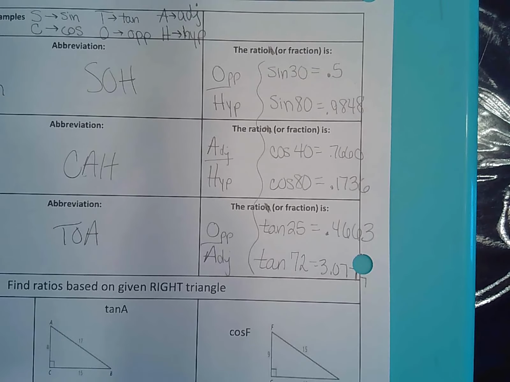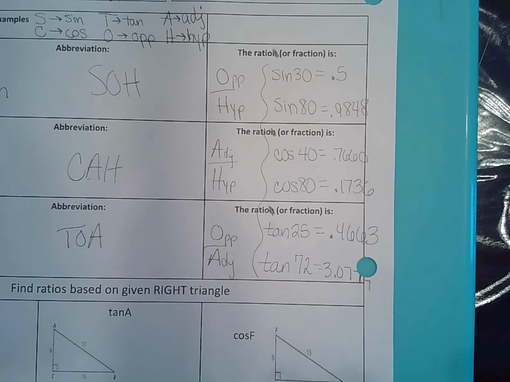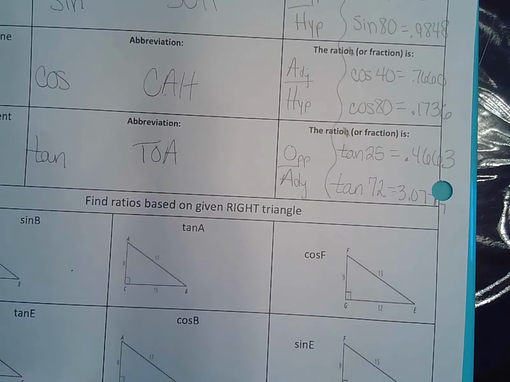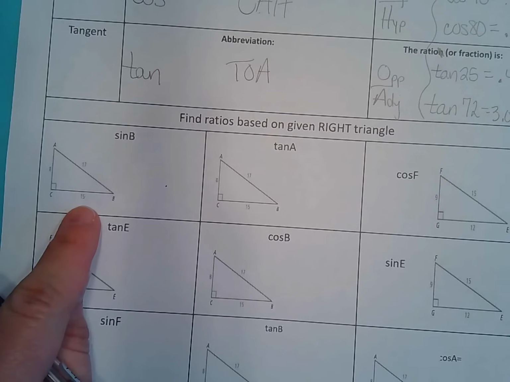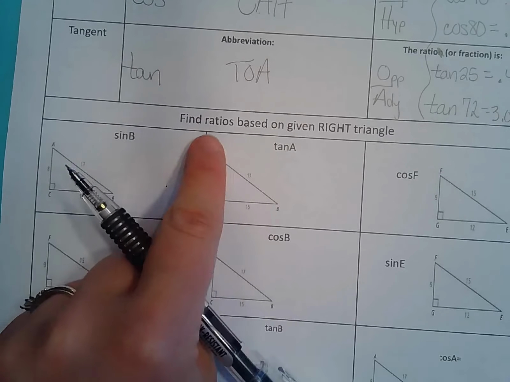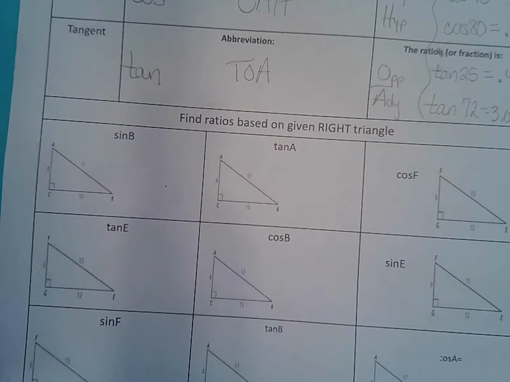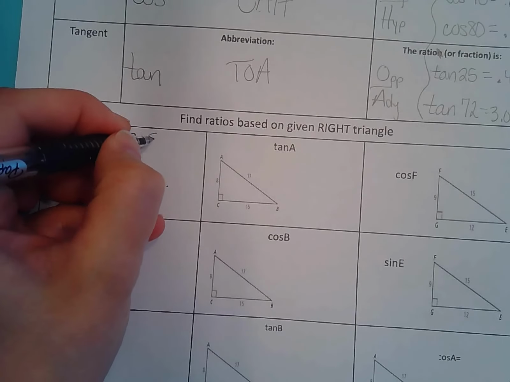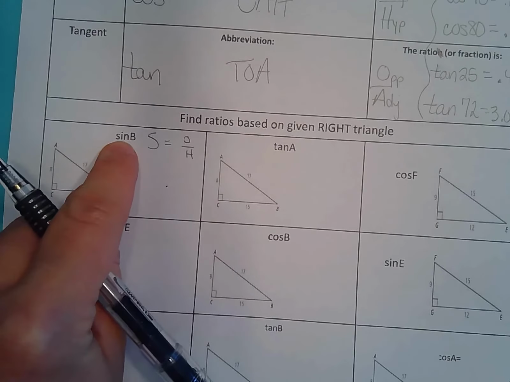All right. So there you go. Those are how you use your calculator to find the decimals. So let's go ahead and see if we can find the ratios now. Not just the decimals, but the ratios. So I want you to look at this triangle right here. They want the ratio based on SOHCAHTOA. So I know sine, I'm just going to write sine is opposite over hypotenuse because it says sine.